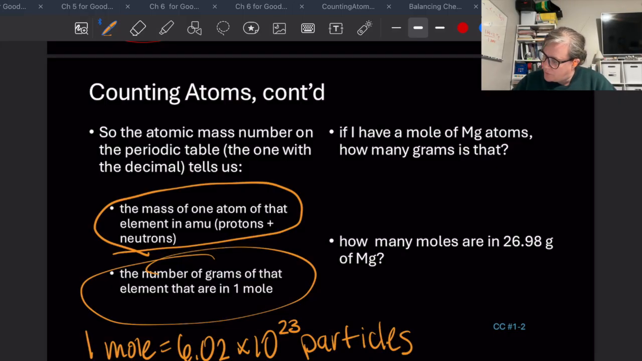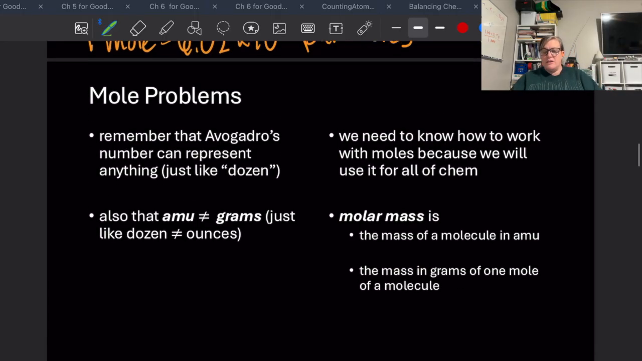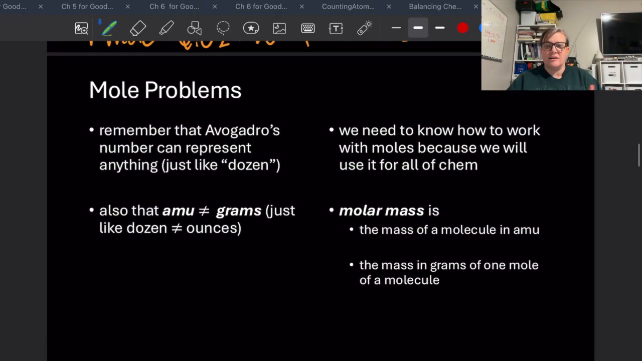Okay, so your homework was CC's 1 and 2. If you have questions about those, let me know. And remember that mole number is Avogadro's number. Please, please, please remember that AMU, atomic mass units, are not the same thing as grams. Just like if you have a dozen, it is not the same thing as ounces. And we need to know how to work with moles because we're going to use them for the rest of the semester, which I know you're all thrilled to hear.